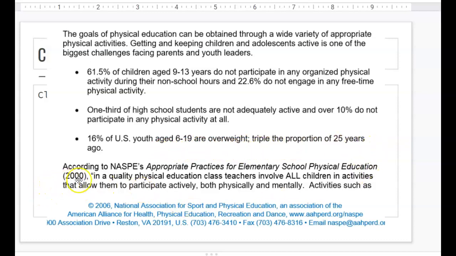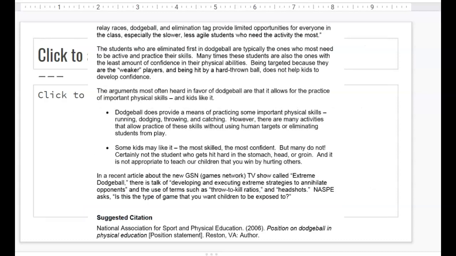And then here we have a fact. According to NASPE's Appropriate Practices for Elementary School Physical Education in the year 2000, in a quality physical education class, teachers involve all children in activities that allow them to participate actively, both physically and mentally. Activities such as, okay, so I think they're going to probably list out those things. So first, you notice that they listed out what they think is important as far as standards. They then followed it up with facts about current activity, and then here we have, let me finish that up.